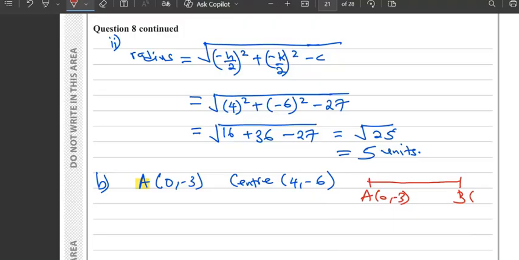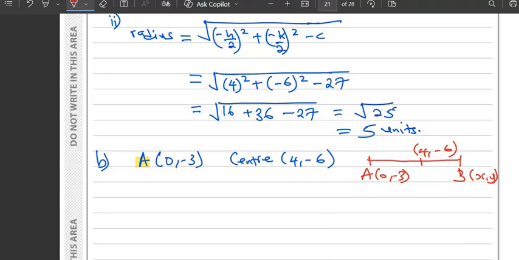We have x, y, and the center is somewhere here. The center is given as (4, -6). We can use the concept of midpoint to get the coordinates of point B. Starting with the x coordinate, by midpoint, the x coordinates of the endpoints divided by 2 give you the x coordinate of the center, and the y coordinates of the endpoints of the diameter divided by 2 give you the y coordinate of the center.